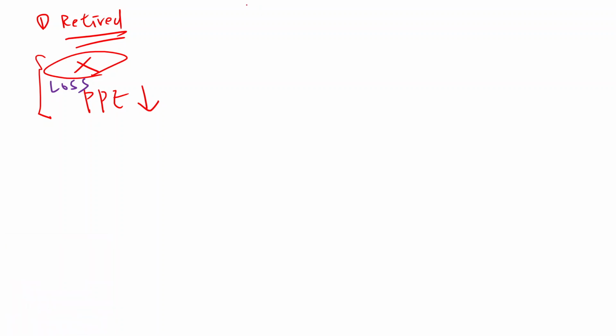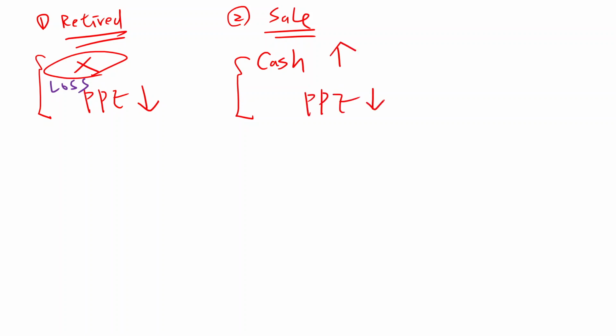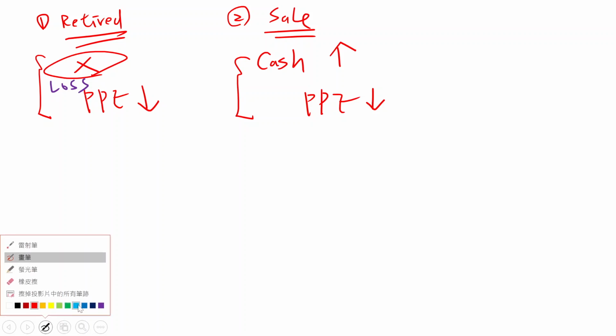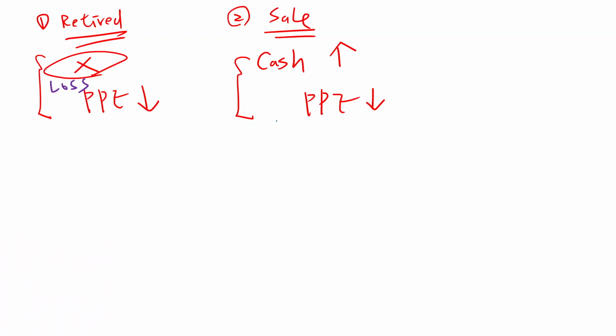Second, when we sell it, you sell it. So you got what? You got cash back, right? So remember, your cash increase. You will have PP decrease. This transaction is your gain or loss. Maybe gain, maybe loss. Not sure.